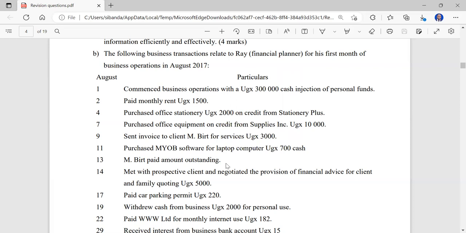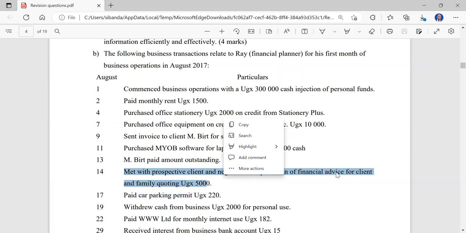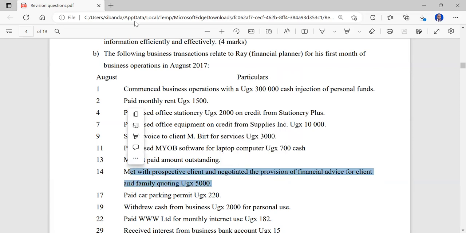And then they are telling us that met with prospective client and negotiated the provision of financial advice for client and family quoting 5,000. Now this transaction does not have an effect on our financial books because it is just a negotiation and they sent a quotation. I think one of you might have had scenarios where you got quotations from a supplier. Doesn't mean that every time you get quotations, you have bought. The quotations may be just for you to compare. So this transaction does not have any effect on the double entry system. So it's very good for you to note it.